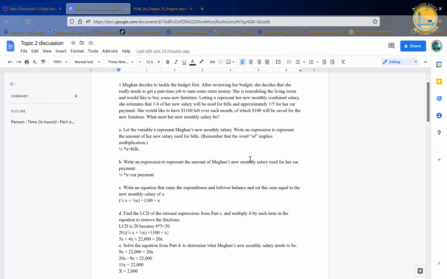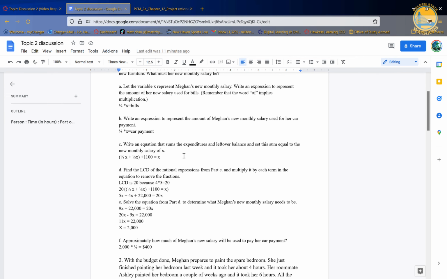For letter A, let the variable X represent Megan's new monthly salary. We need to write an expression to represent the amount of her new salary used for bills. The equation I came up with was 1/4 X equals bills, because it clearly states above that 1/4 of her new salary will be used for bills, so it's 1/4 times X equals bills.